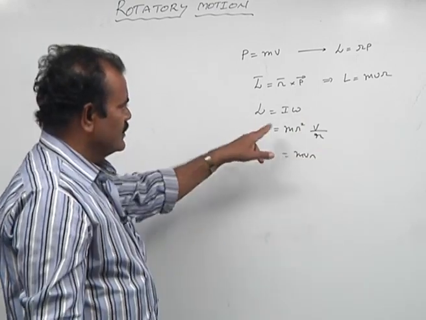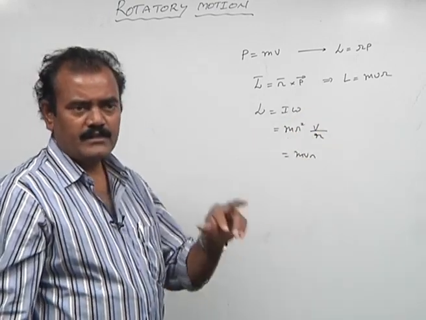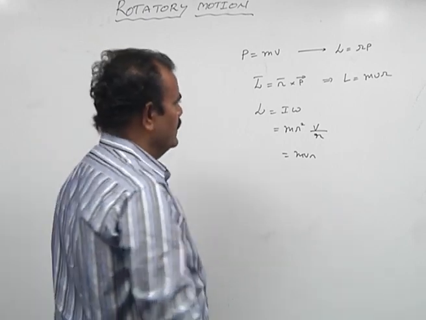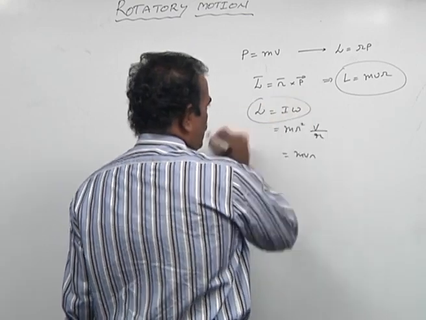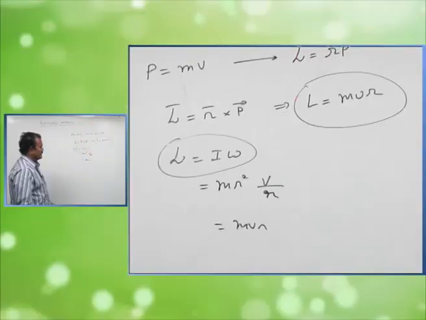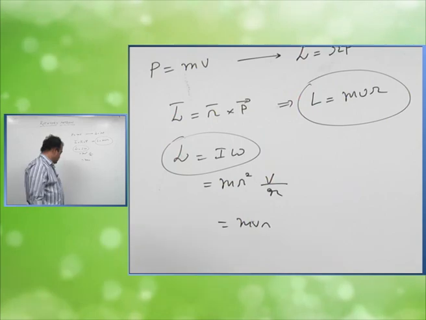Because of that reason, when you are solving problems, depending on the information that you are given, you can choose this formula or that formula. L is equal to MVR or L is equal to I omega. Both of them can be taken.